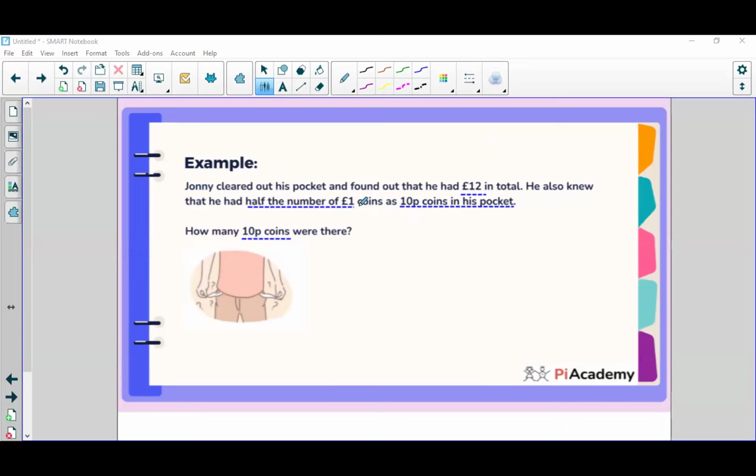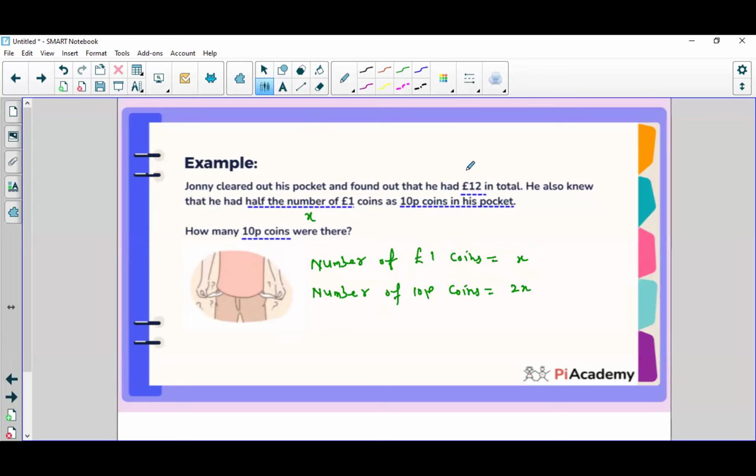Okay, so what you can suppose here, just suppose the number of 1 pound coins as x. But it is half the number of 10p coins. It is half the number of 10p coins. So that means the number of 10p coins would be 2x, guys. Correct. Now, the total money is 12 pounds.